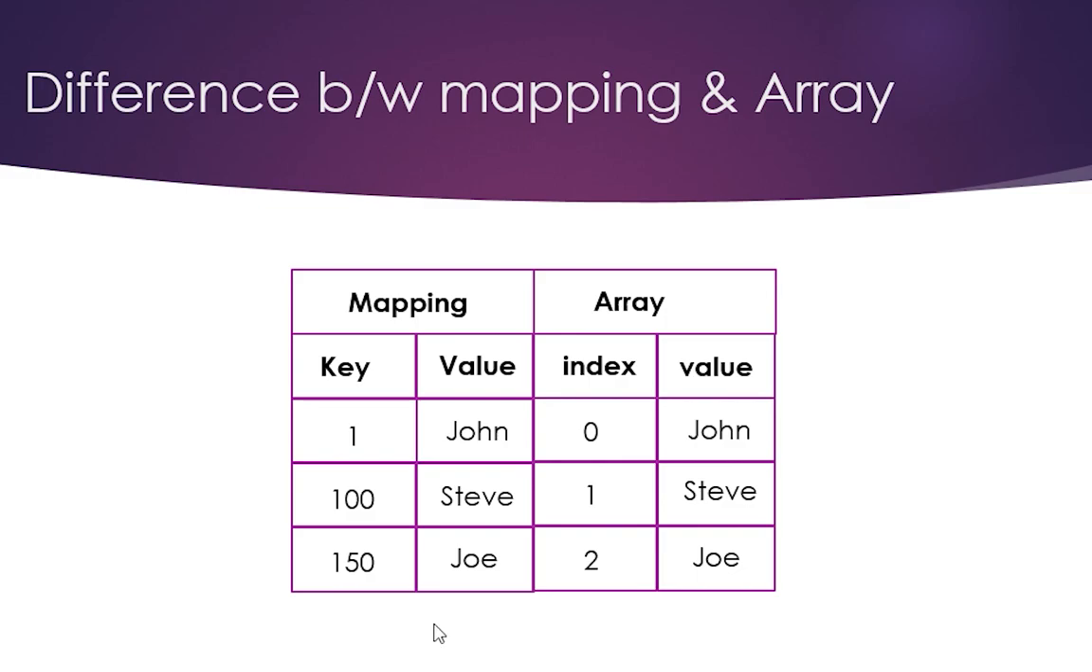But the mapping makes it easy for us. If we want to set a value on 100, we can easily set the key of 100 and then Steve, just like this. That was the difference between the mapping and the array. I hope I have cleared your confusion about mapping and arrays.